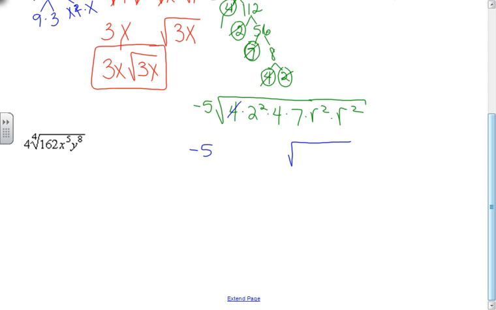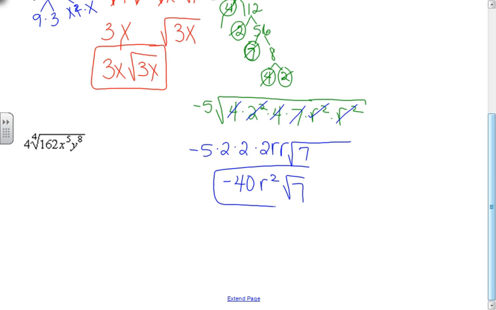The square root of 4 is 2. And remember, when it comes out front, it's multiplied. 2 squared is 2. The square root of 4 is 2. I can't take the square root of 7, so that goes under the radical. Square root of r squared is r. The square root of r squared is r. Clean it up. Negative 5 times 2 times 2 times 2 is negative 40 r squared square root 7. And that is in lowest terms.